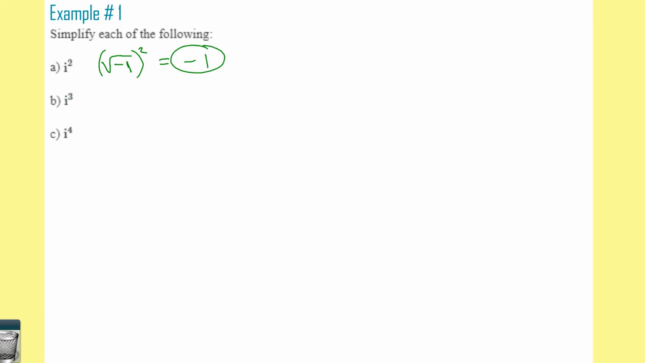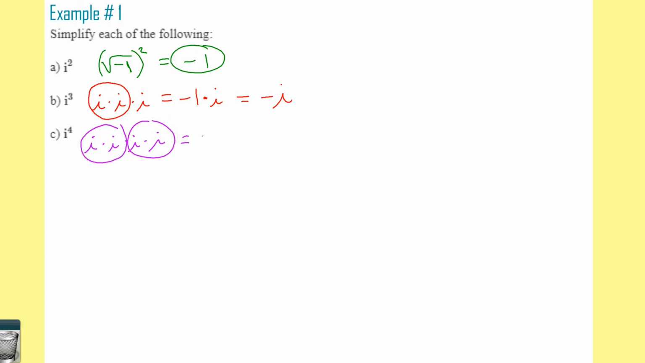And you can think of i cubed as just i times i times i. Well, what happens when you have 2 of them? Oh yeah, you get negative 1. So i cubed is just negative i. And then i to the 4th is i, and so when you get 2, you get negative 1 times negative 1, or 1. So this is pretty cool to know that anytime you get 4 i's together, you get 1. Okay?